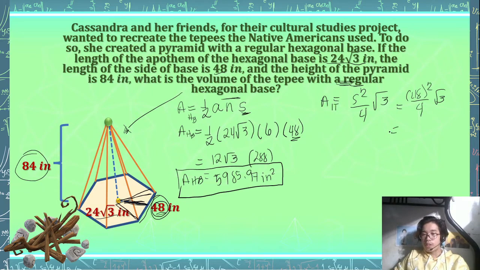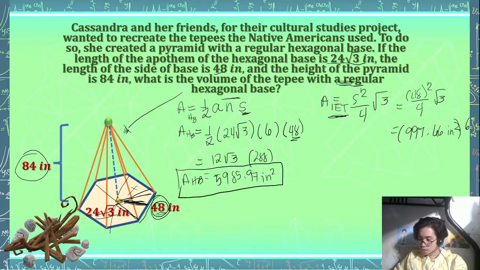So the area of one equilateral triangle is 48 squared divided by 4 times the square root of 3. That's going to give us 997.66 squared inches. And how many equilateral triangles do we have? This is just for one equilateral triangle, dear grade 8 students. We have 6. So therefore, we can multiply this one equilateral triangle by 6.